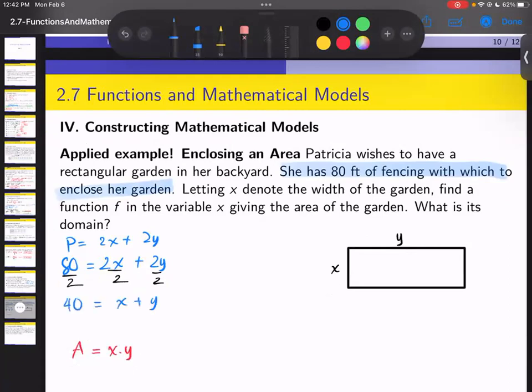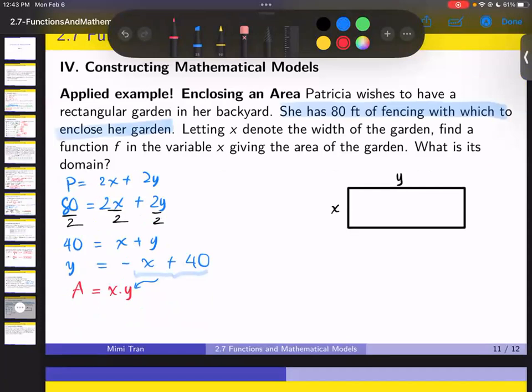Equal x plus y. I'm going to solve for y, because I need to substitute y into the red function. So y equals negative x plus 40. Now you can write y as a function of x. So what we're going to do next is substitute that blob right there for y.